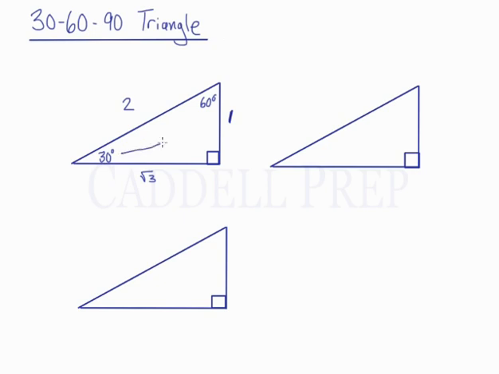It's important that the 1 is across from the 30-degree angle. The 60 has the side measure of radical 3 across from it. And the 2 is the hypotenuse, opposite the right angle.